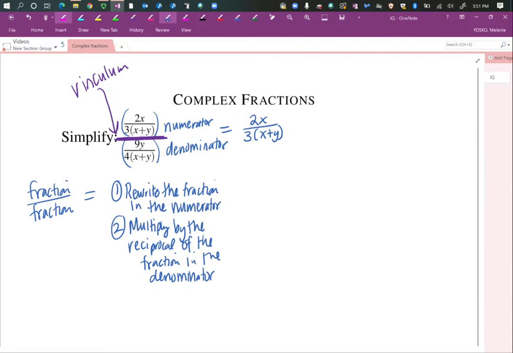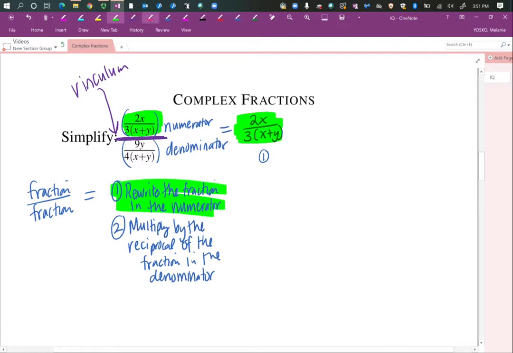So that's piece one, right? That is rewriting the fraction in the numerator. This part right here, taking this fraction and just rewriting it. Now we're going to multiply by the reciprocal of this. So I want this reciprocal. So reciprocal, a over b. If I want the reciprocal, I write that as b over a, right? I just flip the fraction.